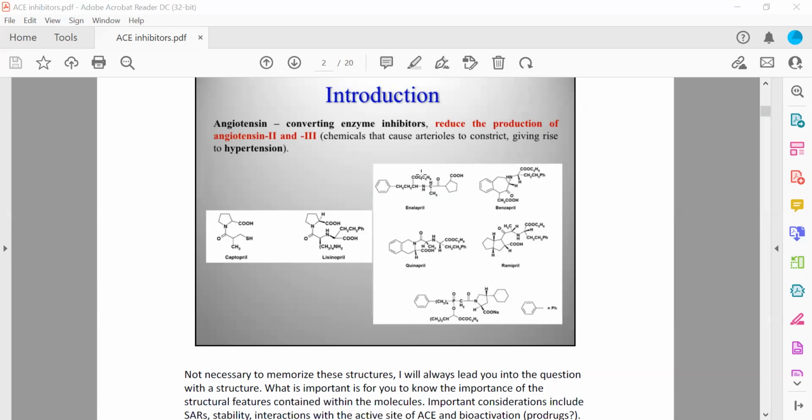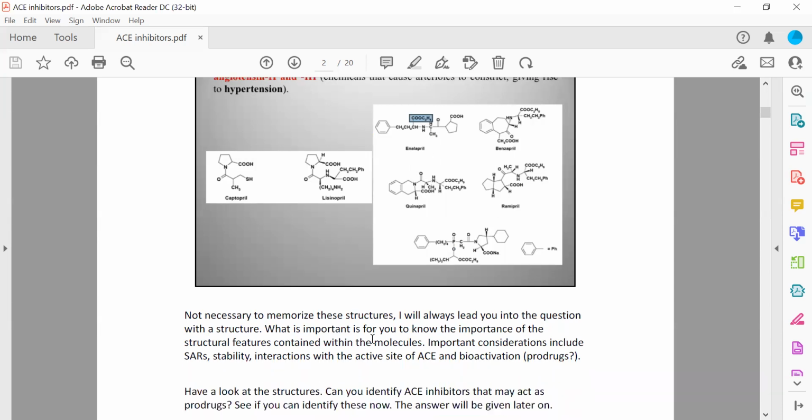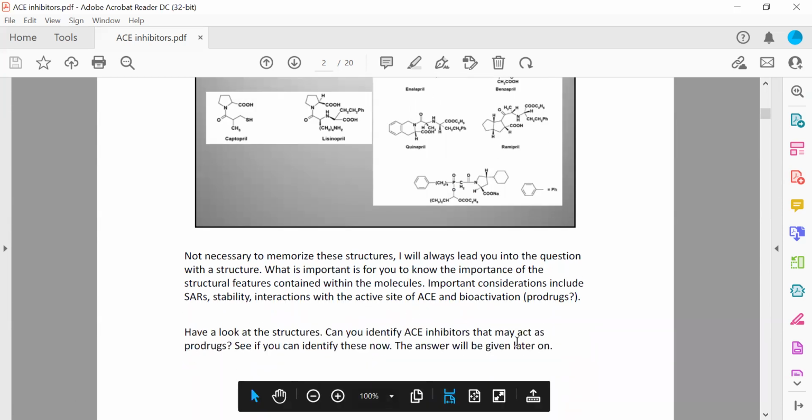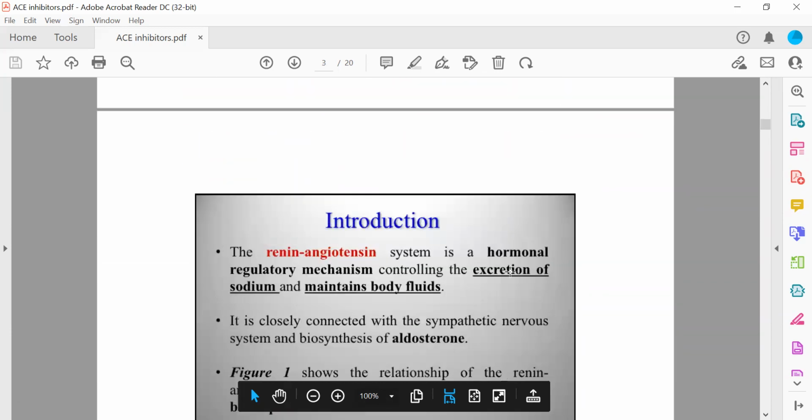Interesting to observe as well is that some of these carboxylic acids are not actually carboxylic acids, but they are esters. So that could already give us an indication that some of these compounds are actually prodrugs, because we know that esters can be converted enzymatically in the body by esterase enzymes into carboxylic acids. So already by looking at the different chemical structures of the different ACE inhibitors, we can see certain structural features that could give rise to structure-activity relationships. And this is what I asked you to do here at the bottom of the slide in my notes.